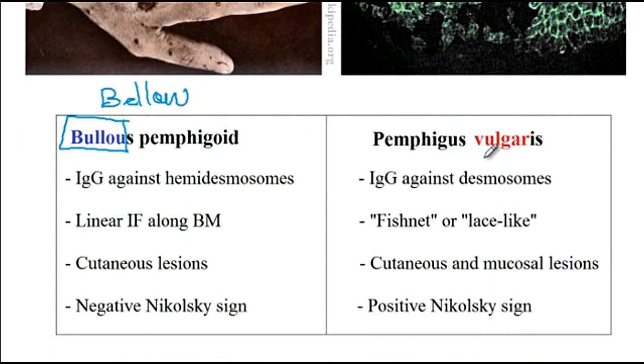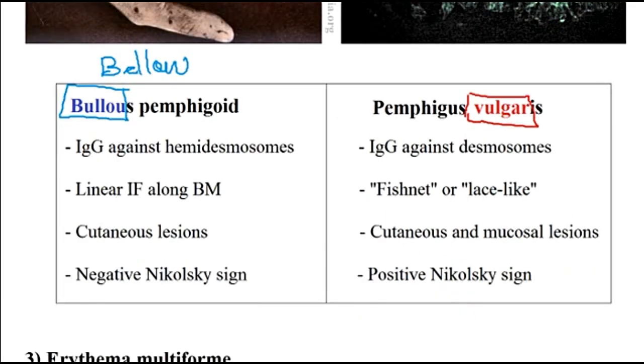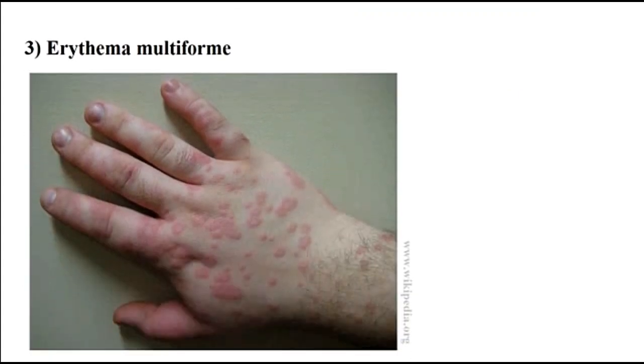And then with Pemphigus vulgaris, the way I memorize it is that the disorder is so vulgar that it causes mucosal lesions, in addition to a positive Nikolsky sign, where manual pressure can cause blistering in these patients. And then other features are formation of IgG antibodies against desmosomes, as well as the fishnet or lace-like appearance on immunofluorescence stain. The next disorder is Erythema Multiforme, where there would be target-like lesions on the skin.